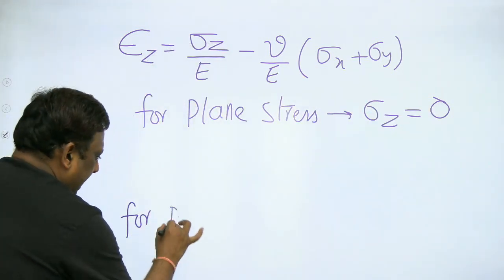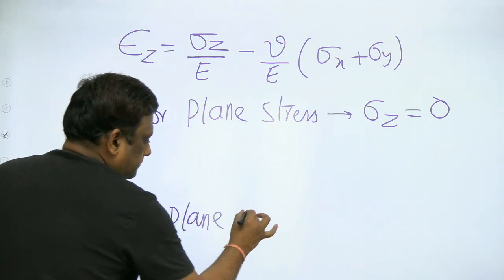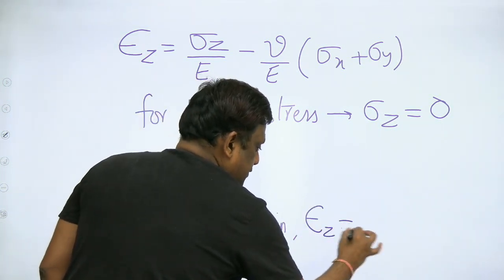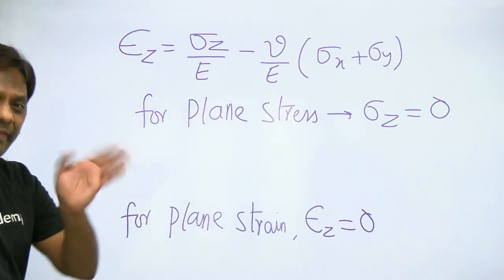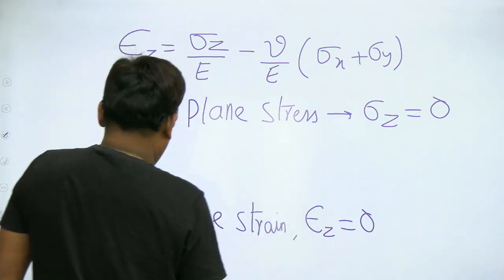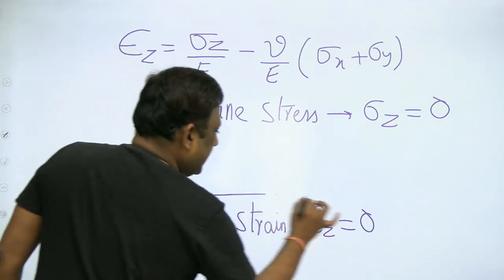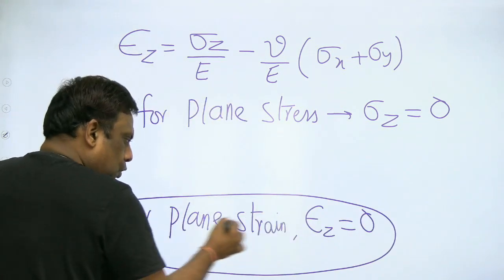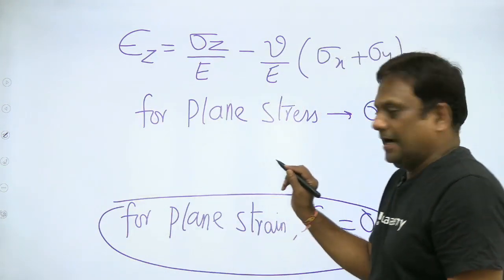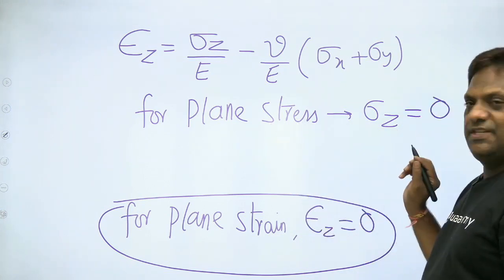For plane strain, epsilon z is 0. Now, when I put sigma z, please keep this quiet for some time, so don't use this. We'll talk about plane strain later on. Now look at this, this is plane stress.